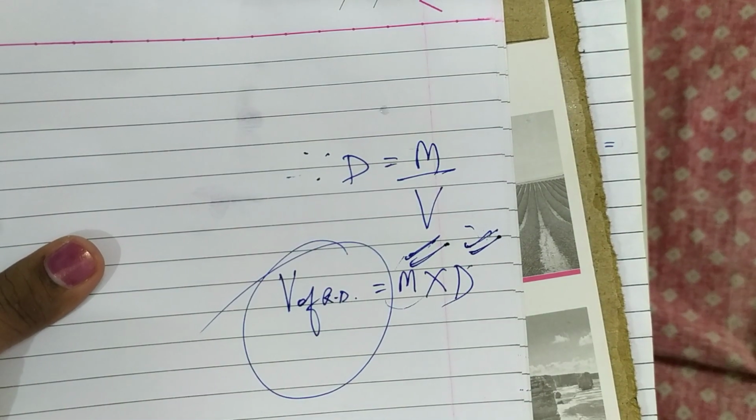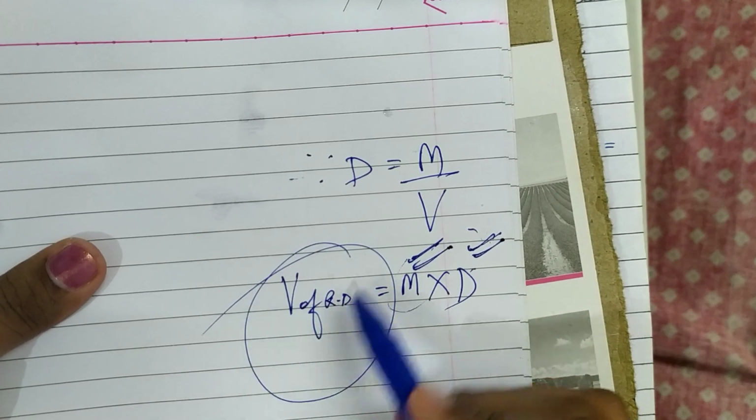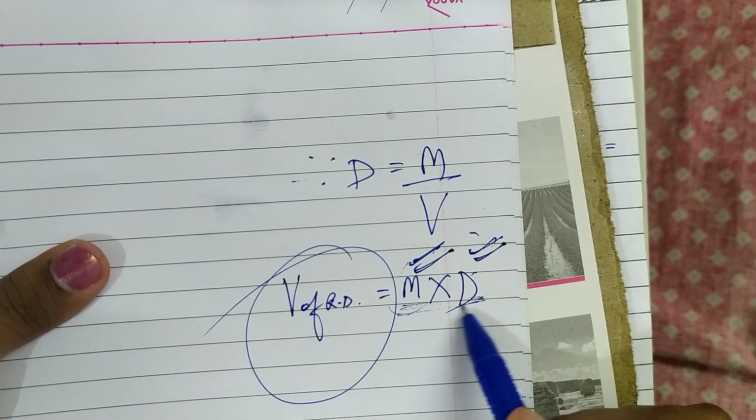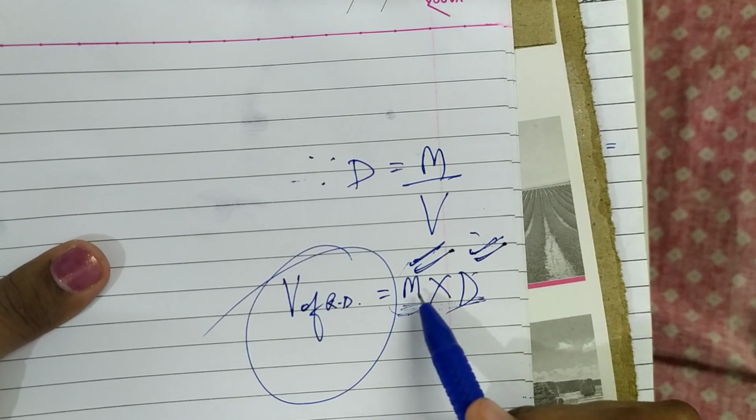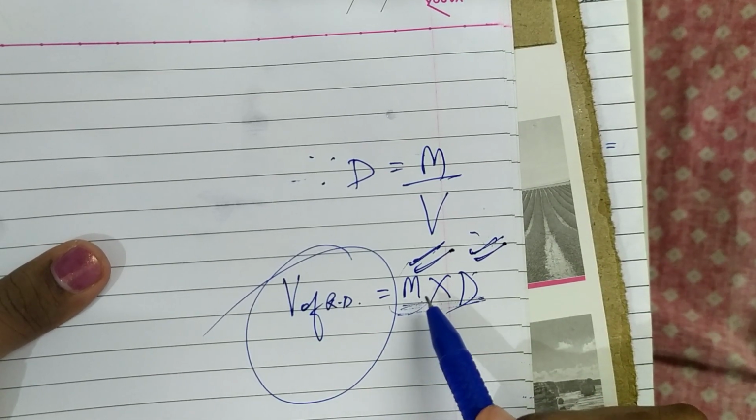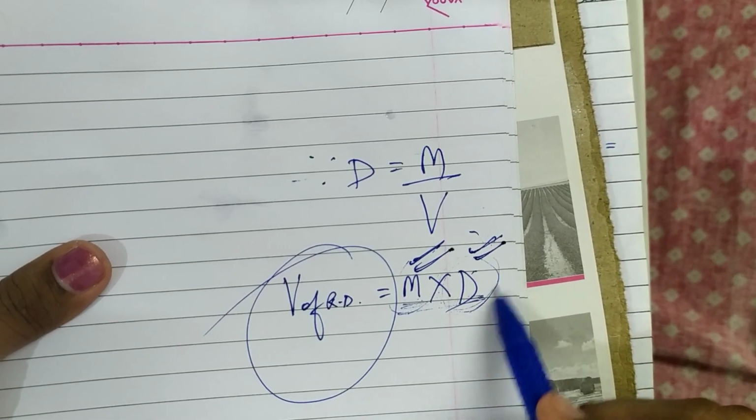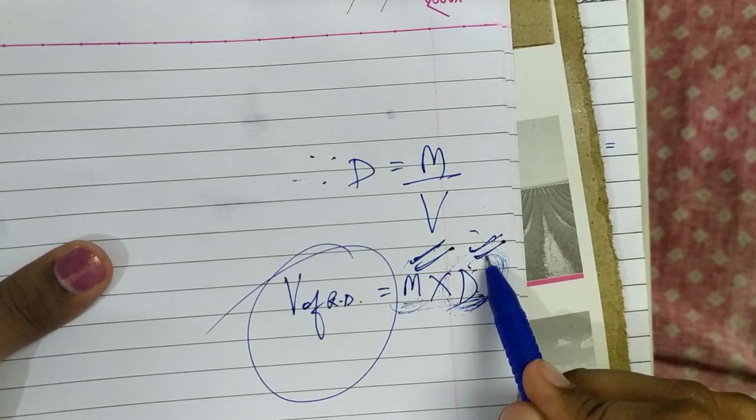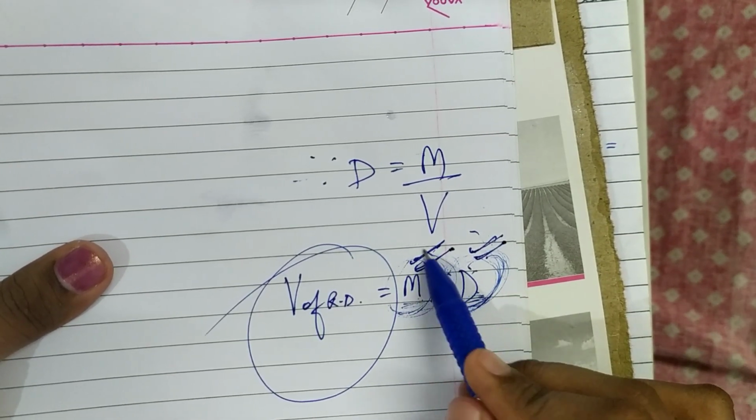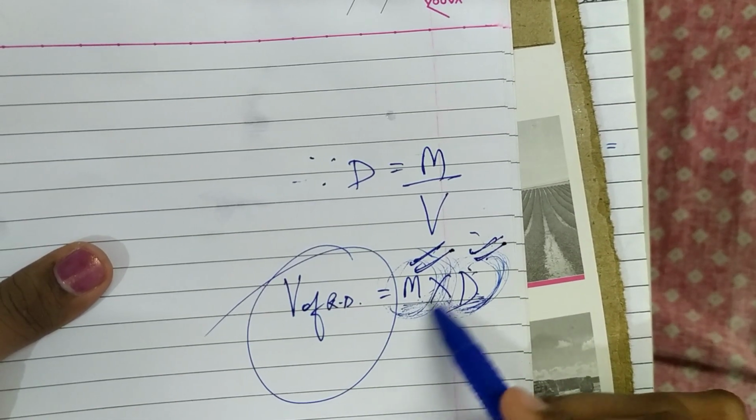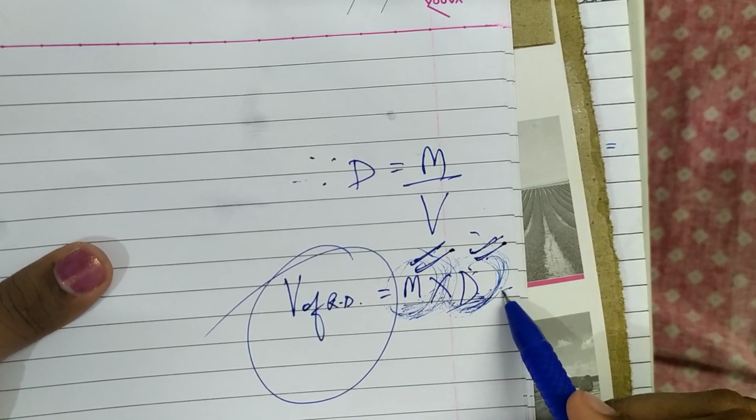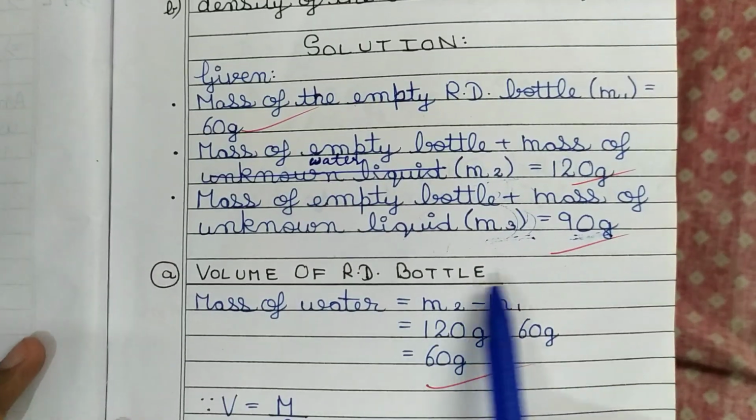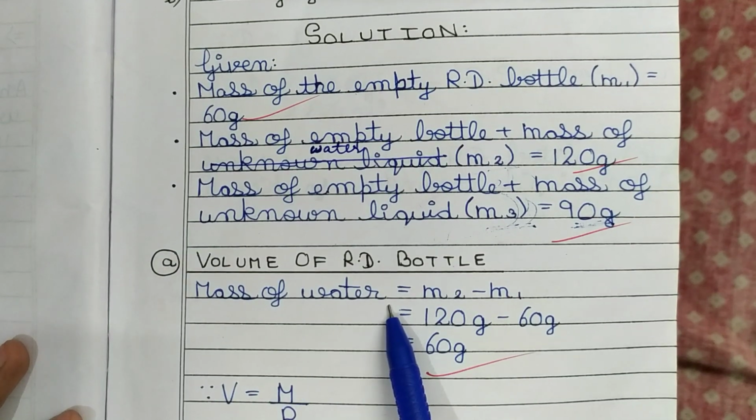Because I told you children, whether we fill the bottle with liquid or water, the volume will be the same. But here for calculation we are taking the mass of water because we already know the density of the water. Why are we not taking the mass of the liquid? Because we don't know the density of the liquid. Now this thing you will understand here children. For finding the volume of the RD bottle, the mass of the water you can easily determine.